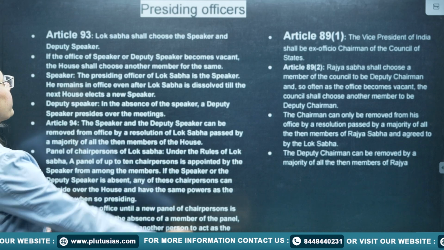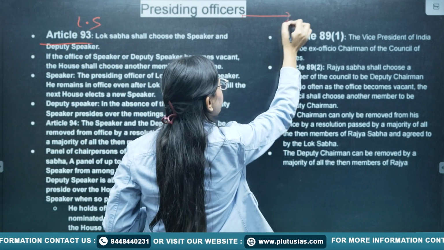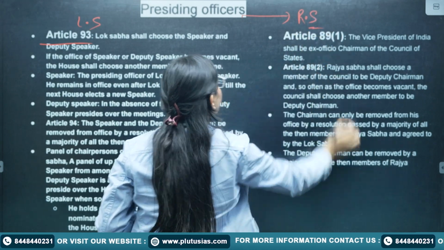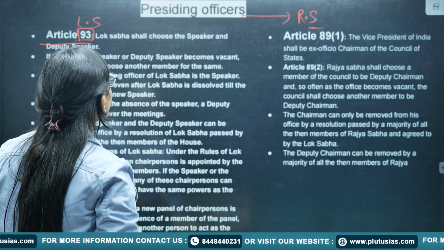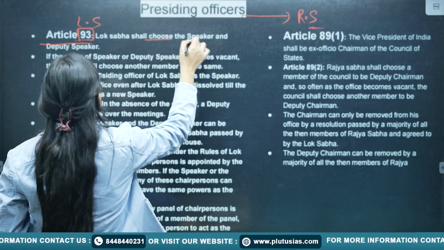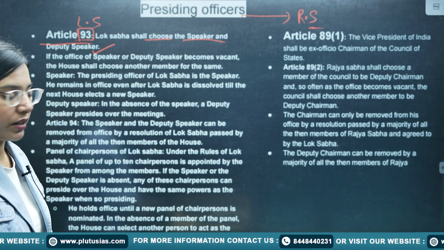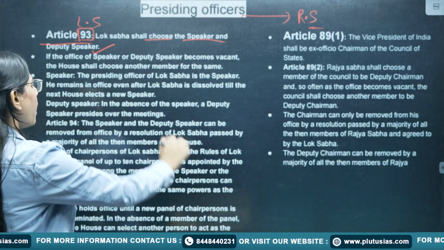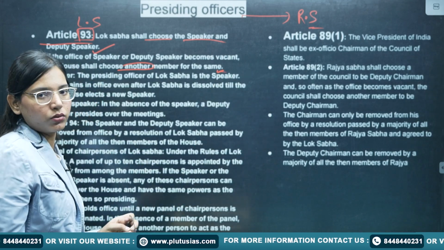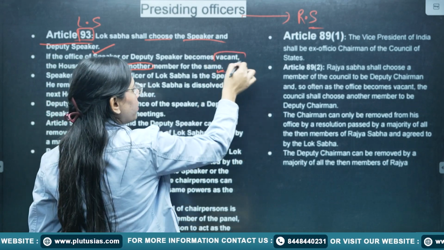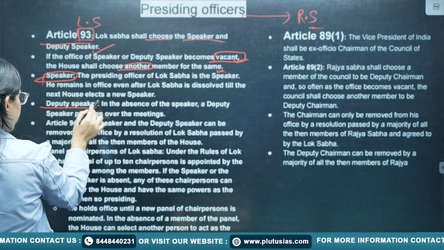After that, who are the presiding officers in Lok Sabha, and who are the presiding officers in Rajya Sabha? In Lok Sabha, in Article number 93, Lok Sabha shall choose the Speaker and Deputy Speaker. If the office of Speaker or Deputy Speaker becomes vacant, the House shall choose another member for the same.